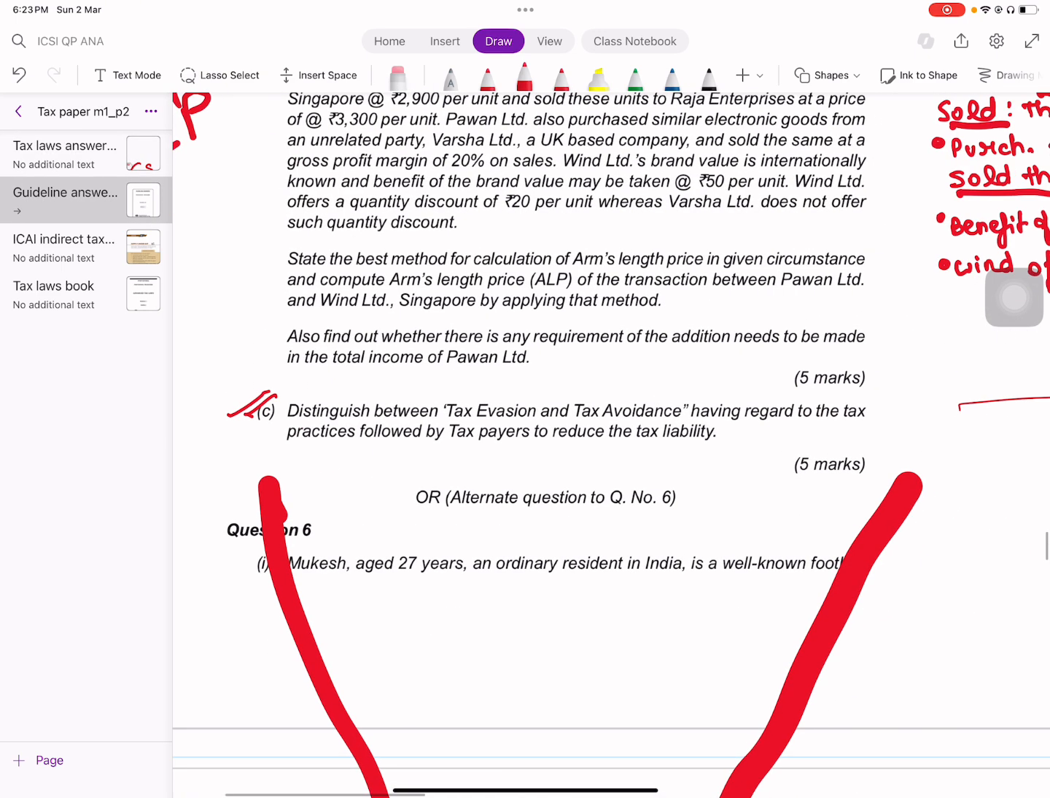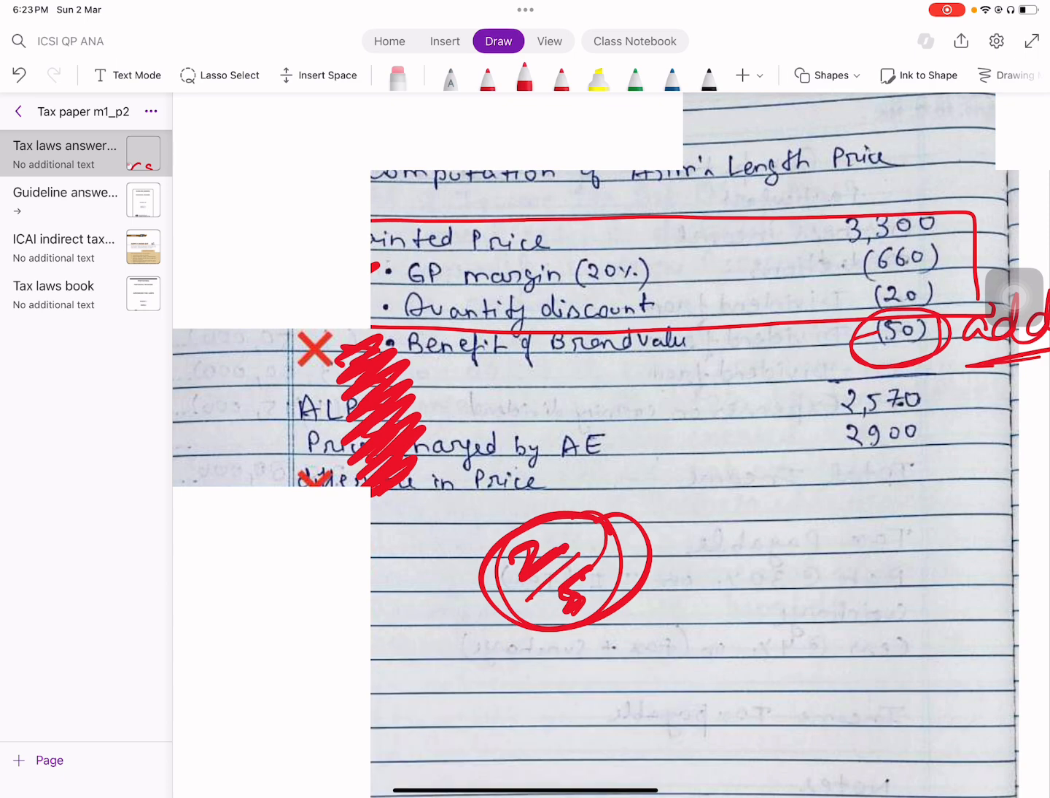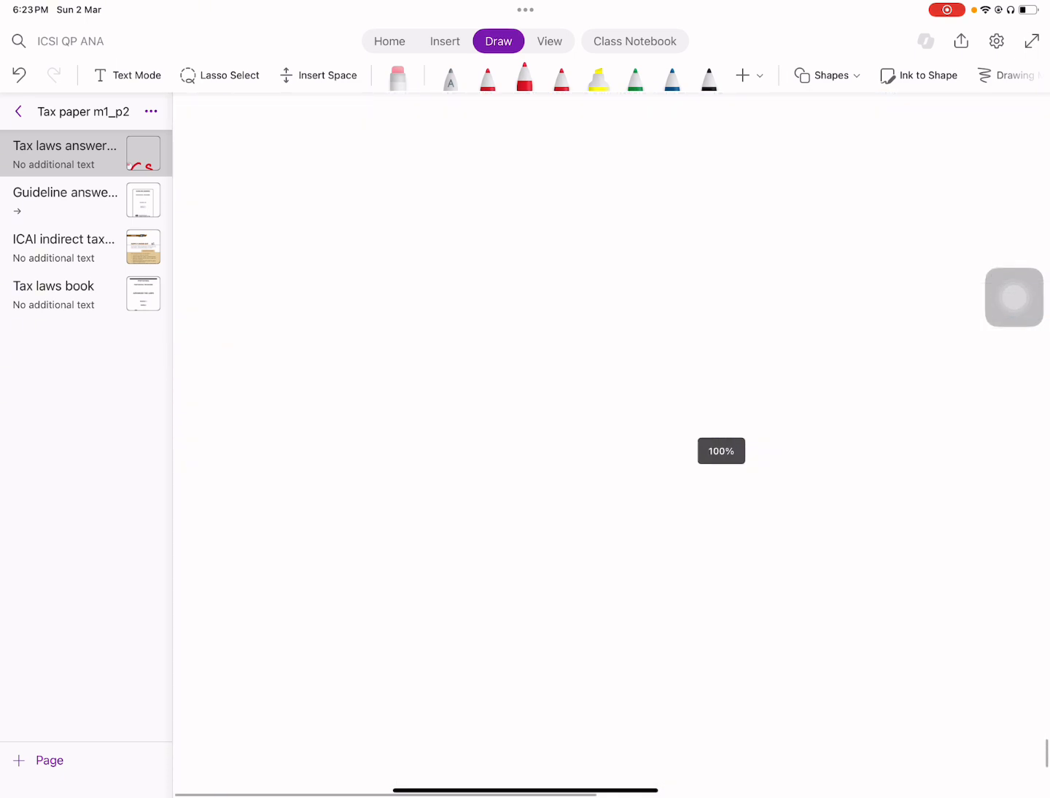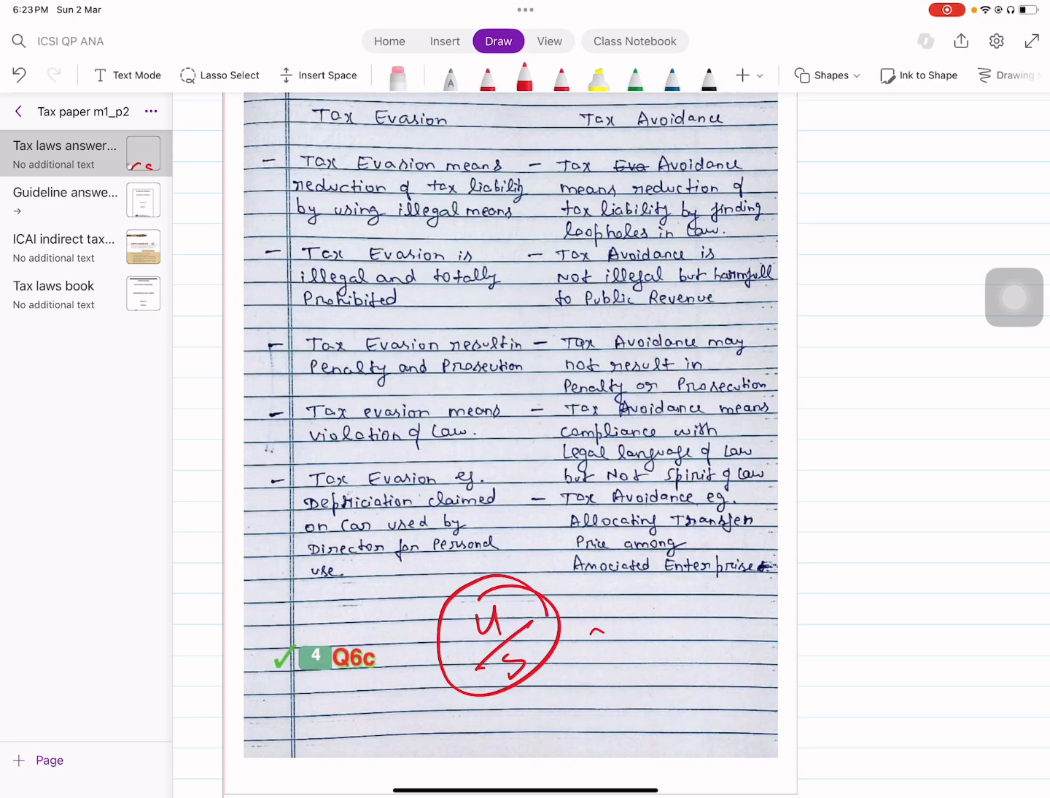Now let's move on to the next question, that is, distinguish between tax evasion and tax avoidance. Now this is a difference question. I had read it before going into the examination. That's why I've been able to answer at least 4 points for this, and that is why the examiner has given me 4 out of 5 marks.